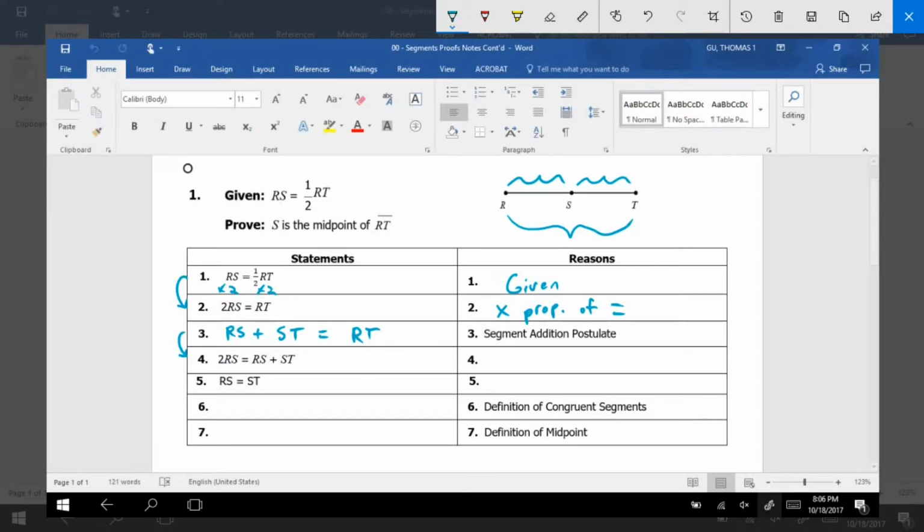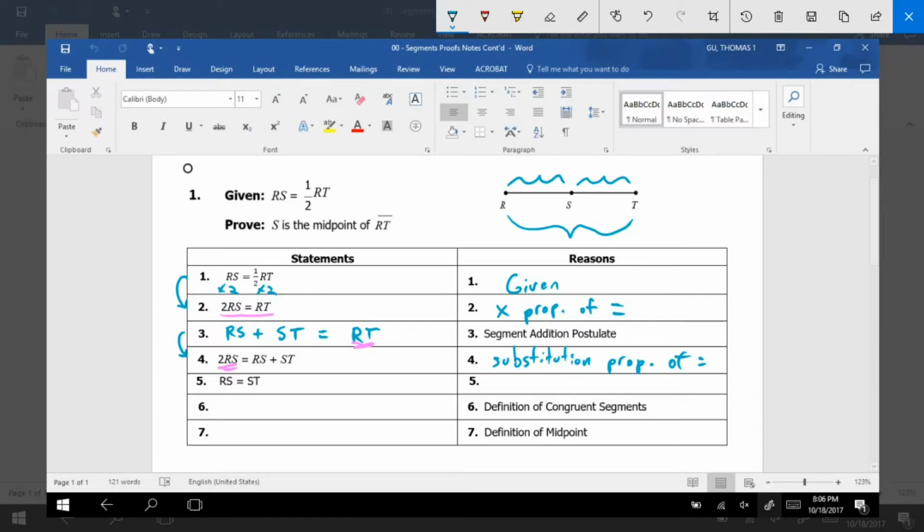Okay? Now, next, how do we go from RS plus ST equals RT to 2RS equals RS plus ST? So, if you look back at step 2, you can see that 2RS equals RT. Right here we have an RT, so we can substitute 2RS in there. So it would say 2RS right here equals RS plus ST. So we use the substitution property of equality.